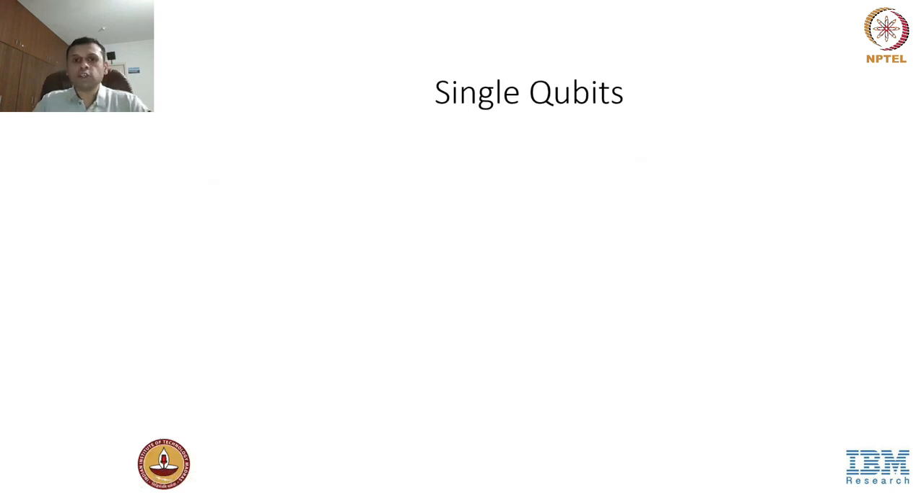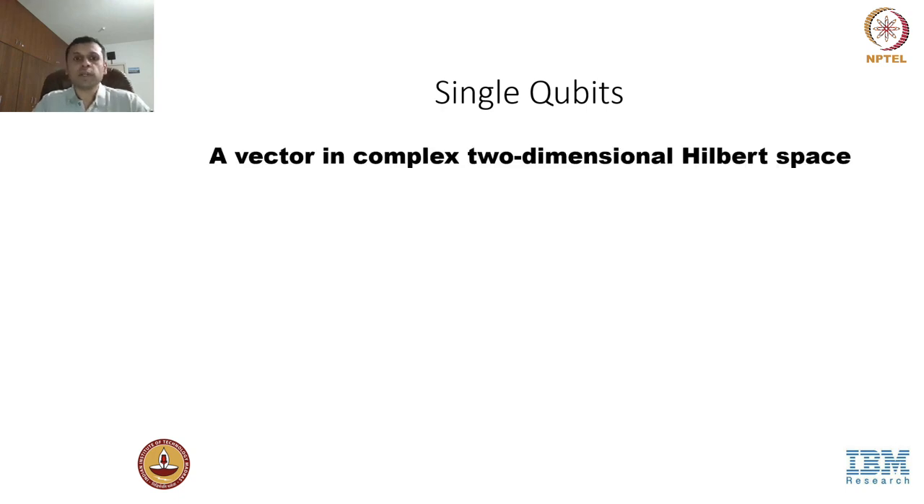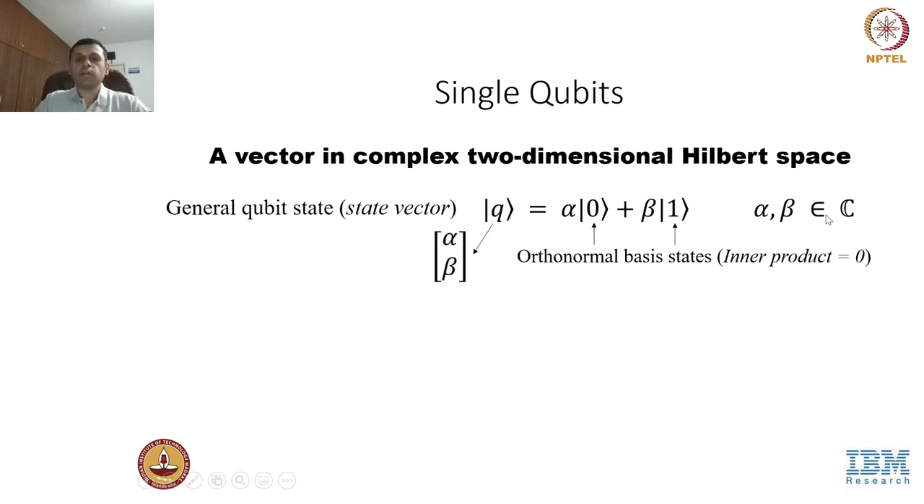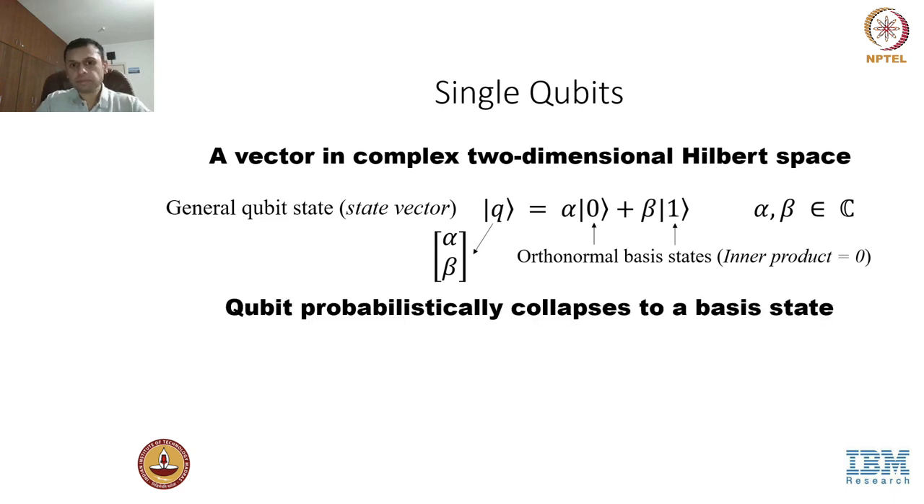So let's go into single qubits now, which are the basic units of computation in any quantum computing system. A single qubit is nothing but a vector in complex two-dimensional Hilbert space, and it can be represented very generally as an arbitrary ket, which is the linear combination of our orthonormal basis states 0 and 1, whose inner product is 0, and the coefficients happen to be complex numbers. The matrix representation of this is a 2 by 1 matrix, as you've already seen.